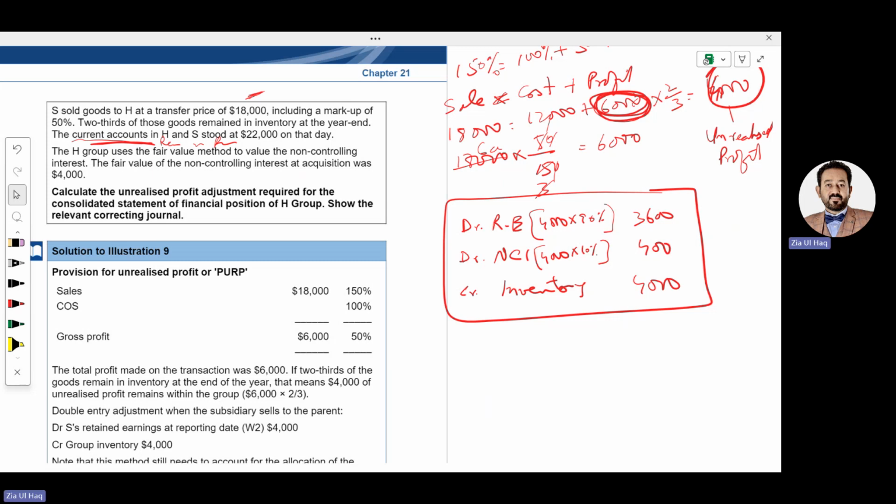The H group uses the fair value method to value non-controlling interest. The fair value of non-controlling interest at that date is 4,000. So he has given calculation, I mean how profit has been calculated. Calculate the unrealized profit adjustment required. So we have calculated unrealized profit adjustment required.